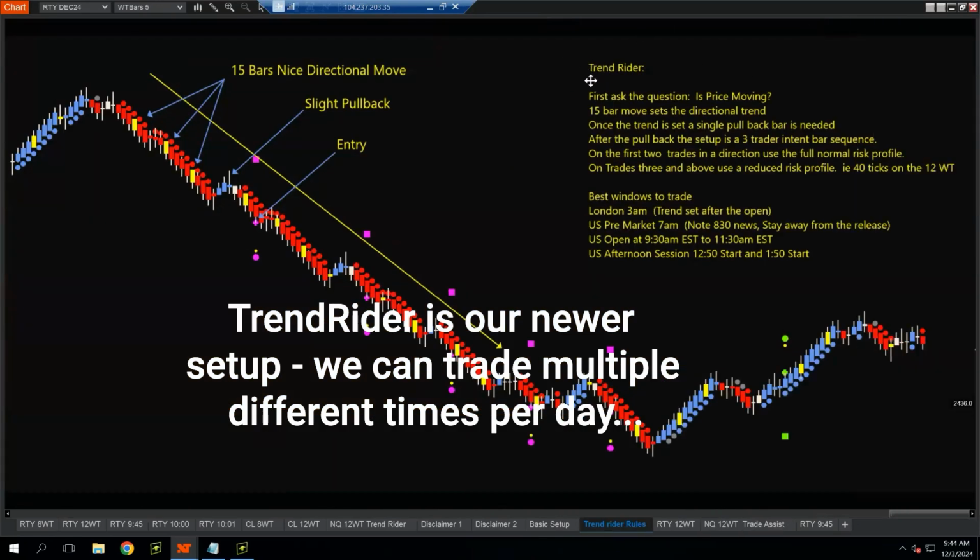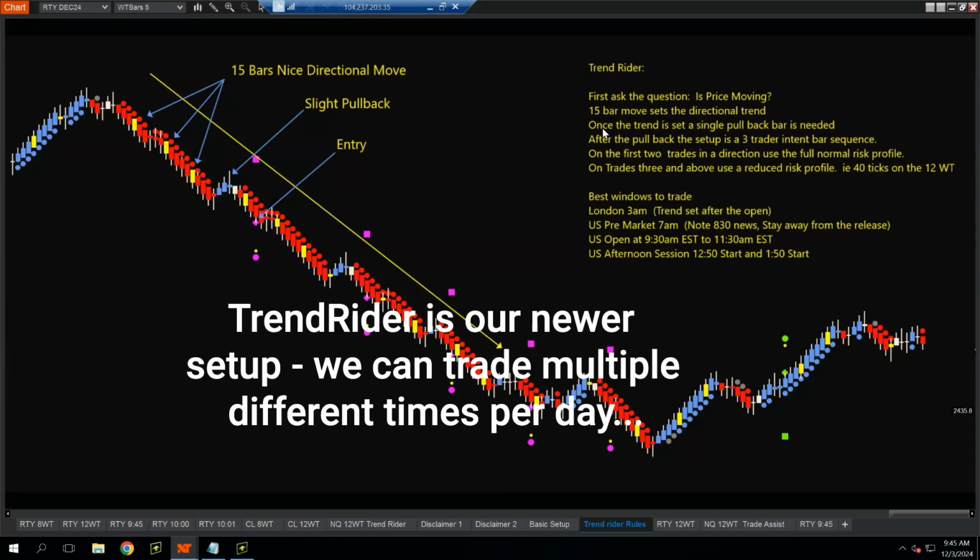Let's review TrendRider rules really quick. The first and prime directive of TrendRider is asking this question: is price moving? And really, honestly, any system that you trade, as traders, we want movement. The first and foremost question that you've got to ask yourself is price moving? This is the kind of price action you want to see, what I call the lightning bolt pattern. Impulse move, pullback, impulse move, pullback, impulse move, pullback. As long as you continue to see impulse moves that are high quality, you can continue taking trades in the direction.